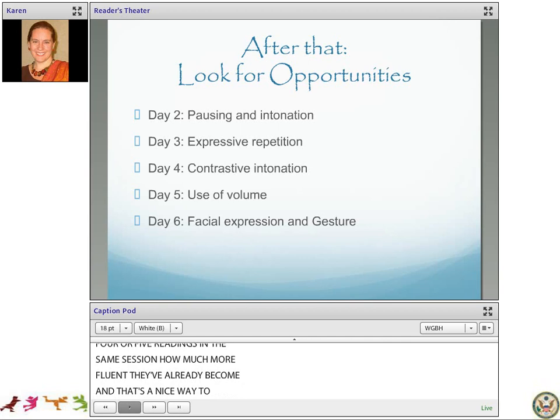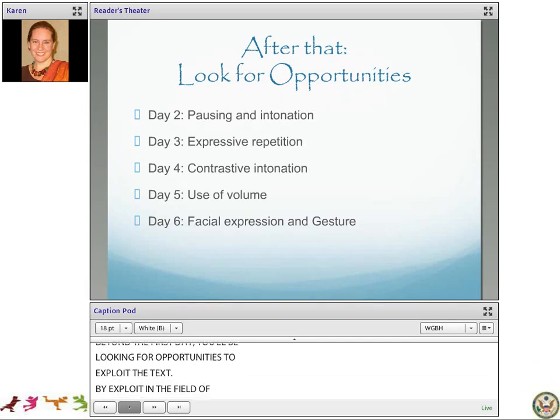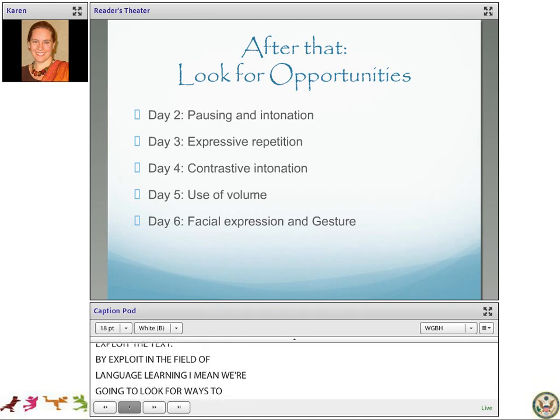Beyond that first day, you're going to be looking for opportunities then to exploit the text. And by exploit in the field of language learning, I mean we're going to look for ways to enhance the learner's understanding of what the text is and how that plays out in spoken English as well as written English. So what you see here on this slide are references to day 2, day 3, day 4, day 5, day 6.